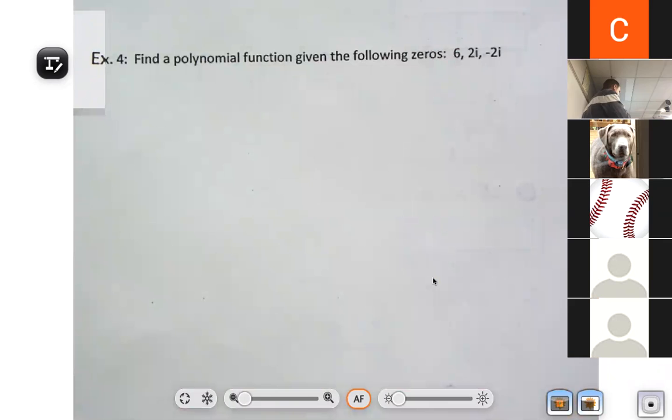Any guesses? You do x plus 6 times x plus 2i times x minus 2i. You are about as close as you could be without being correct. And I think when I show you this, you'll see your mistake.